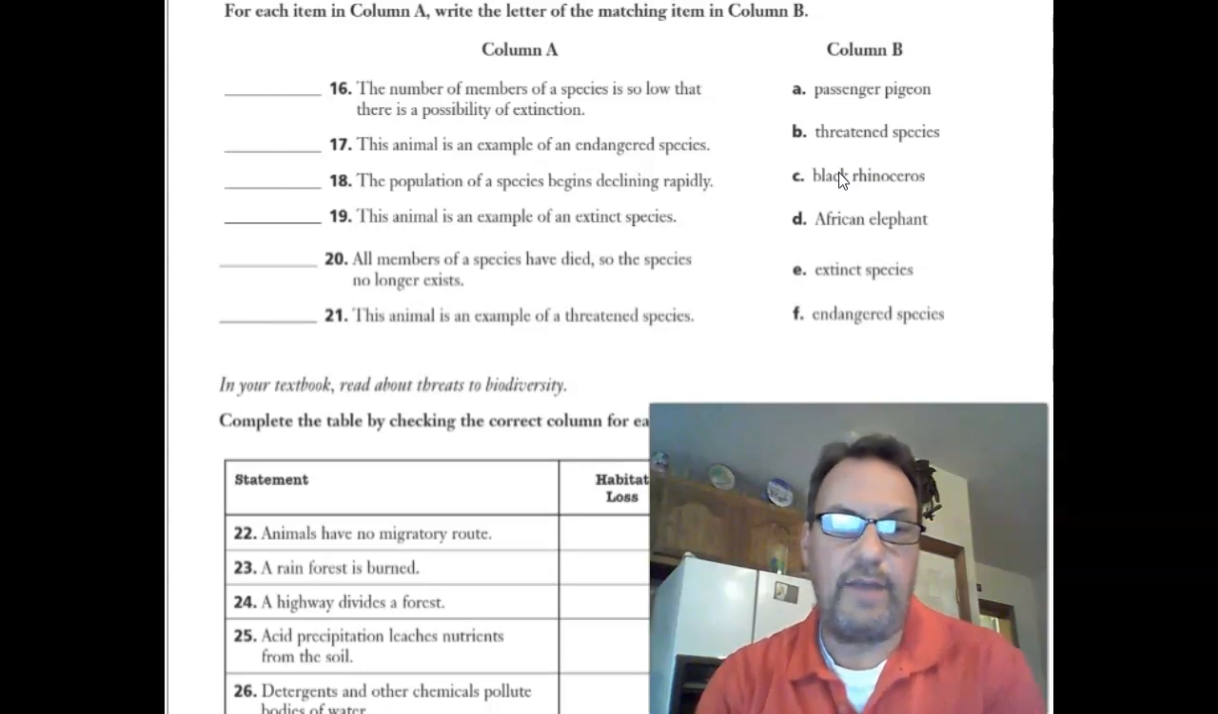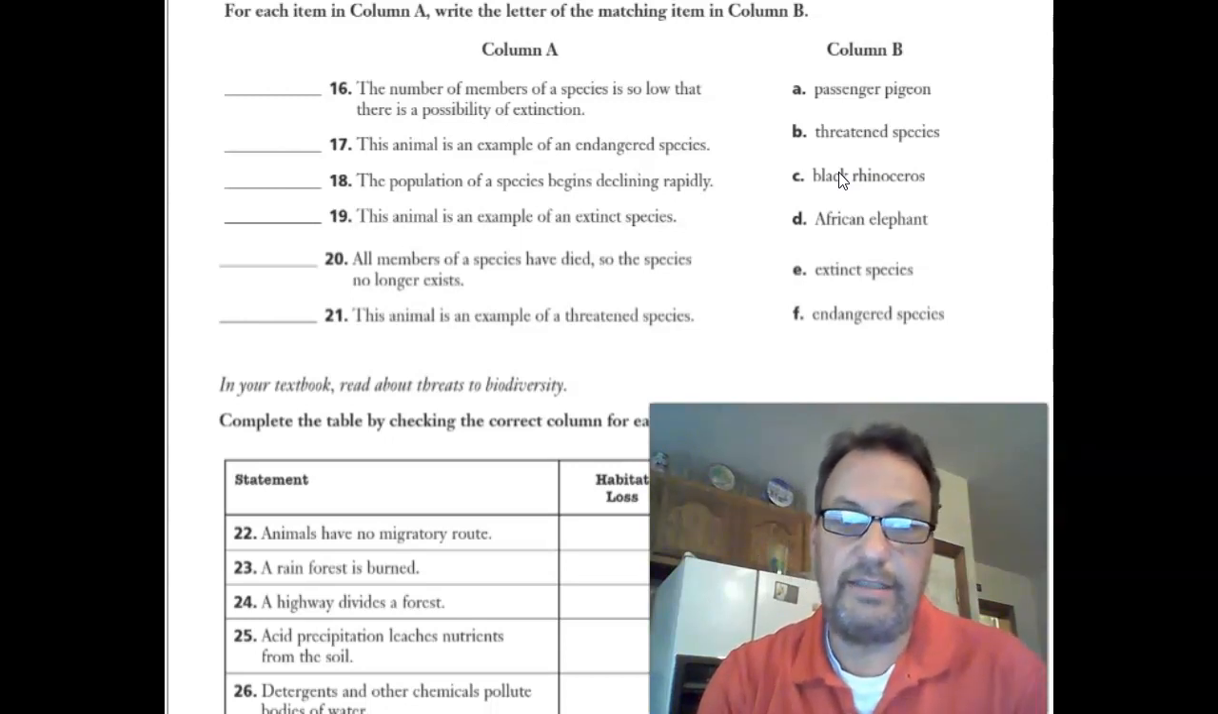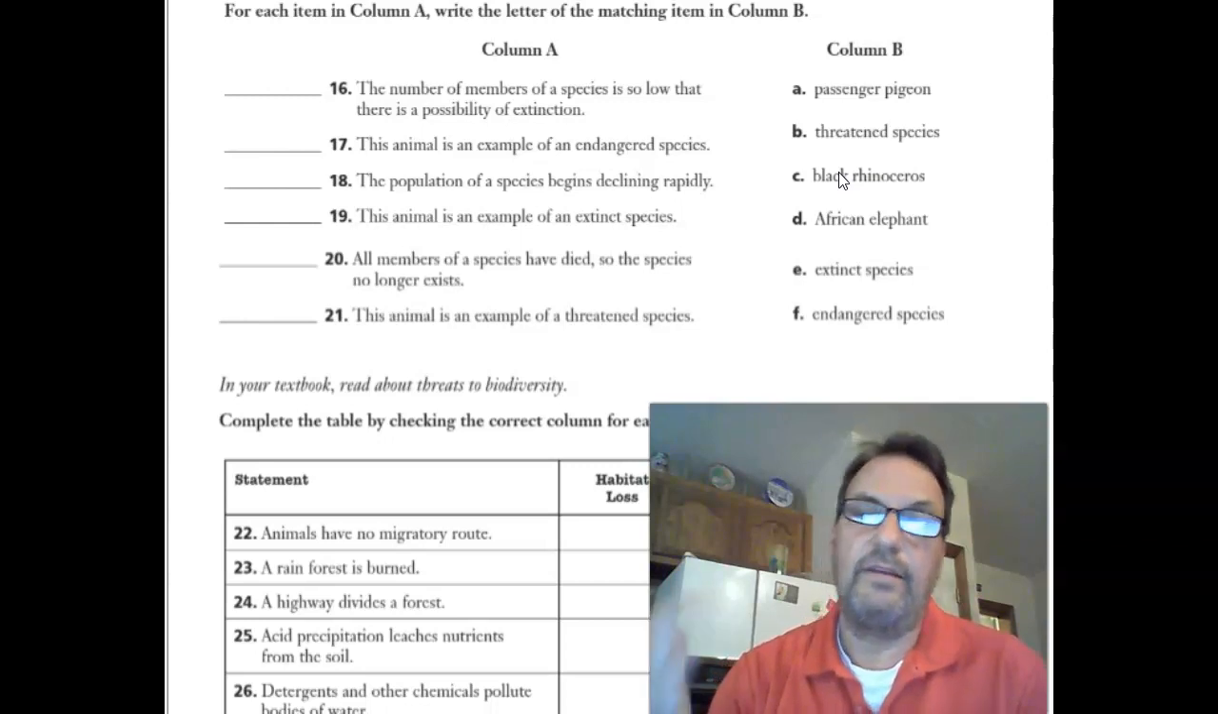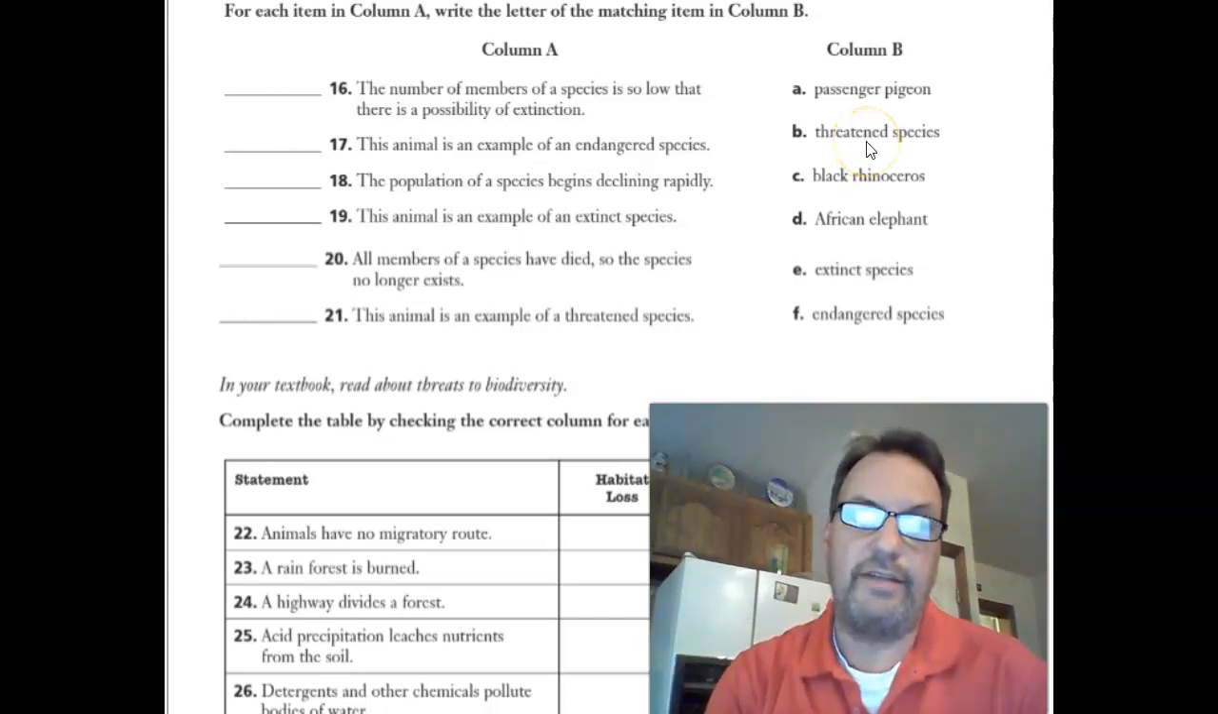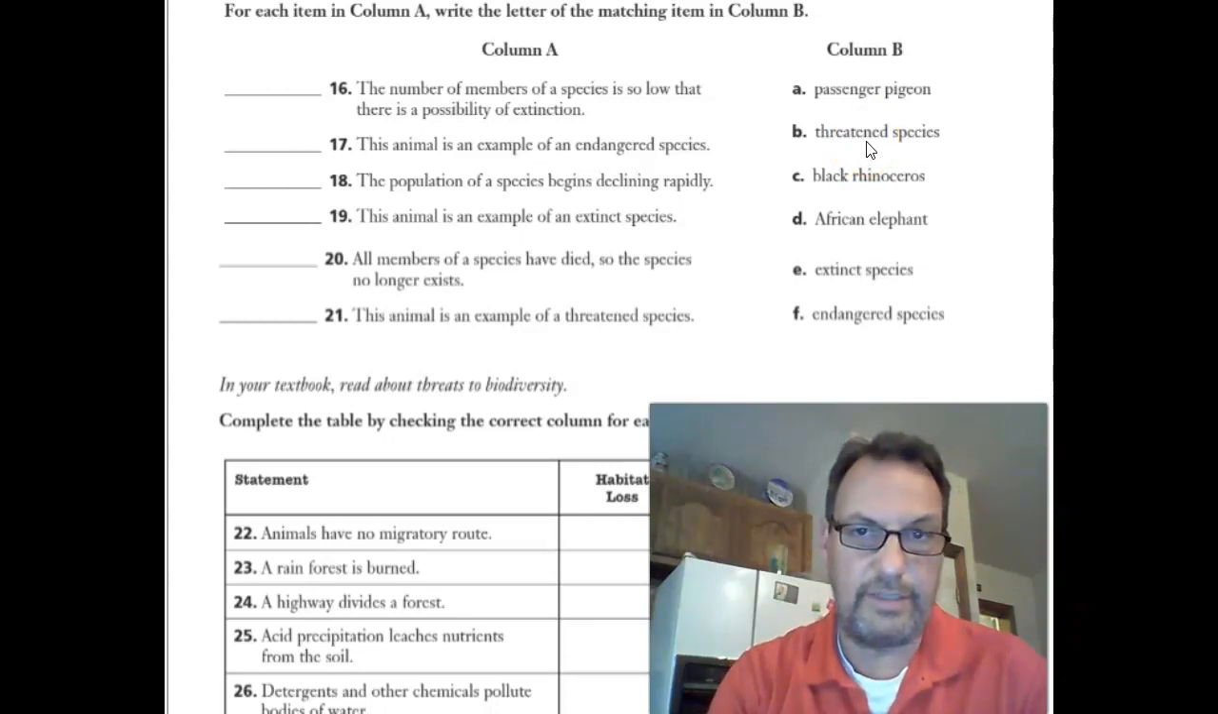Number 18, the population of a species begins declining rapidly. When we see that all of a sudden a lot of these are dying off, we'll know that there is a threat there. And so that is going to be a threatened species. And that's going to be B, threatened species B.